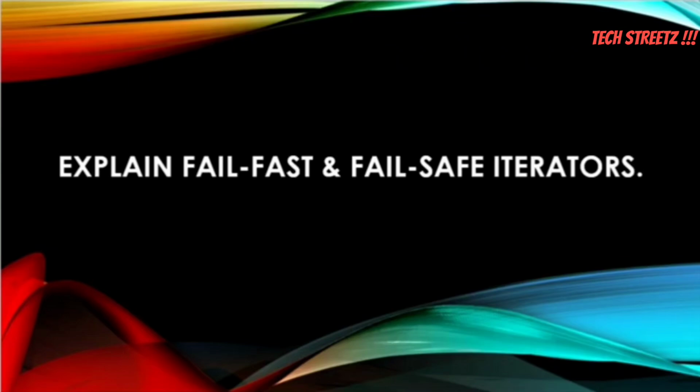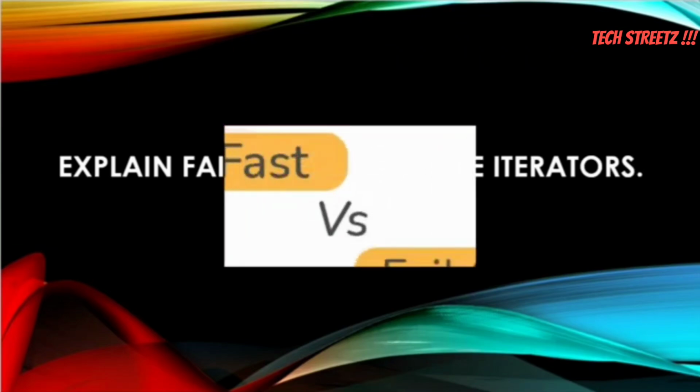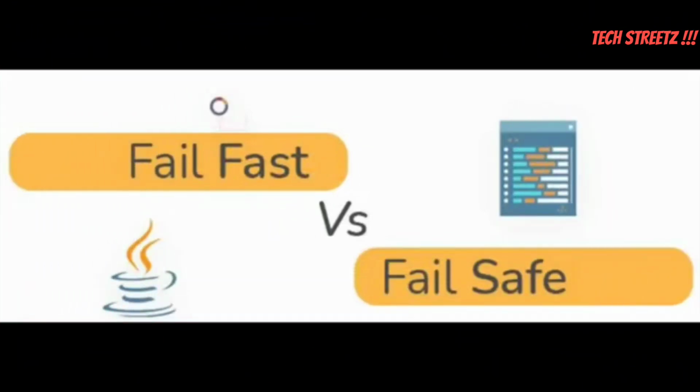Fail-fast iterators use an internal indicator called mod count, which is updated each time a collection is modified to determine if the collection has been structurally modified or not. When a fail-fast iterator gets the next item, it checks the mod count flag, and if it discovers that the mod count has been changed after the iterator was generated, it throws a concurrent modification exception.